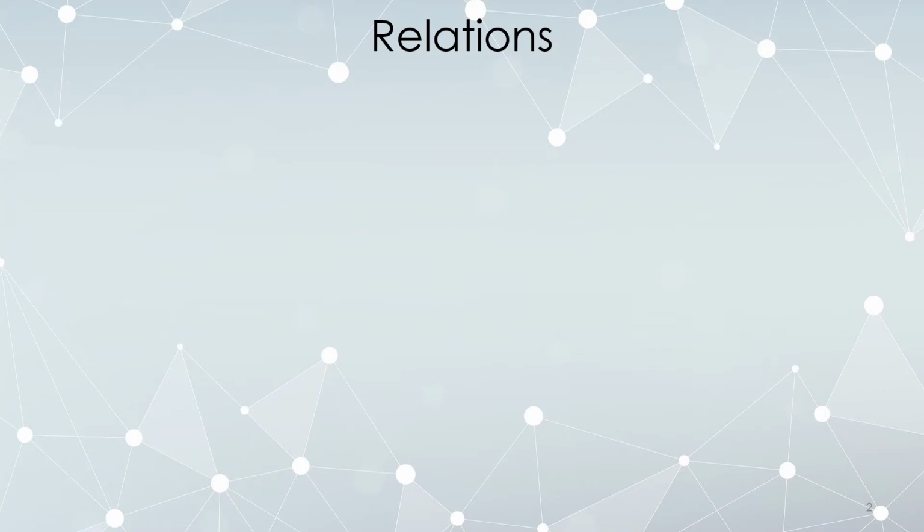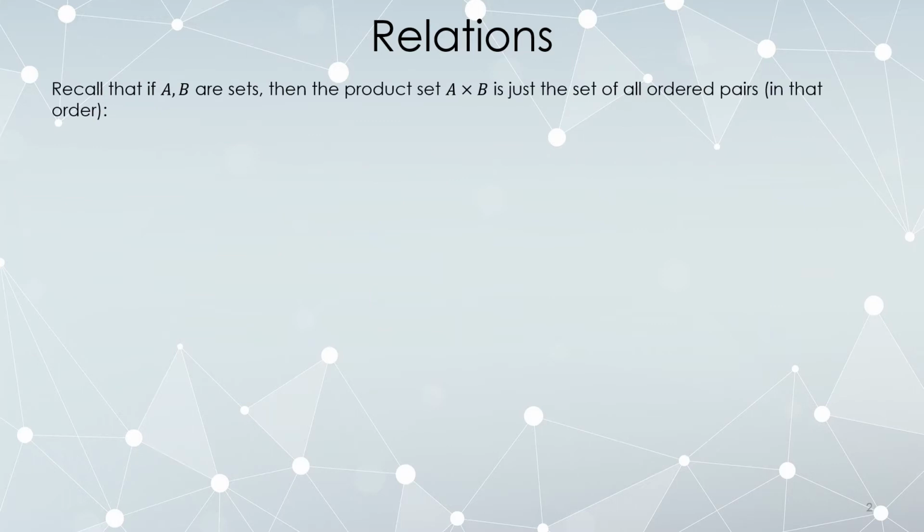So we're going to be talking about relations and functions, and we're going to start with relations. Now remember that if A and B are two sets, the product set, notated as A times B, was just defined to be the set of all possible ordered pairs. And specifically, there's an order in an ordered pair.